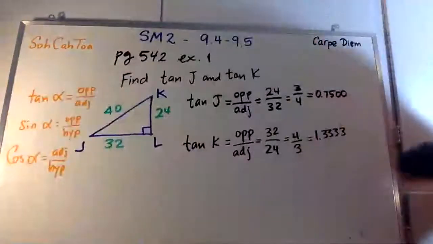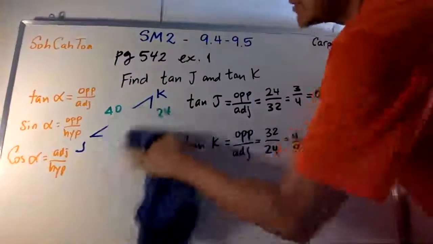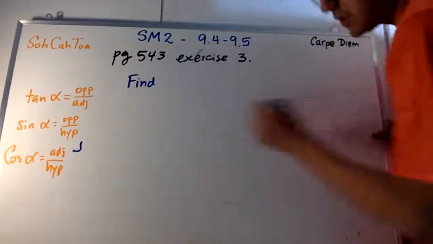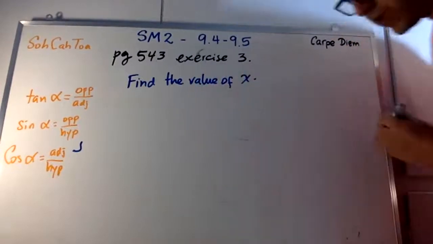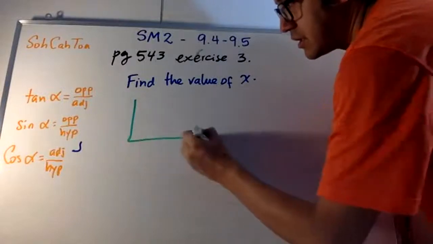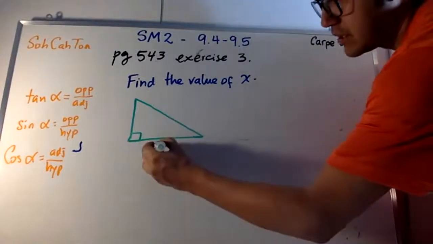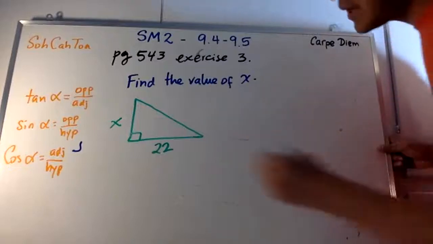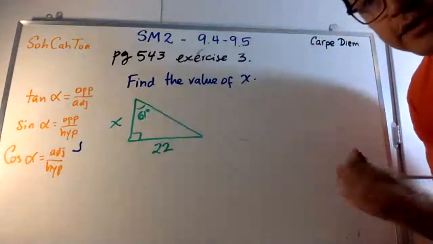Well, now let's keep working. So now I'm going to solve another exercise from the book. We need to find the value of x, okay? And we are given this nice triangle here. This is our right angle. Here's a 22. This is the x. We want to find its value, and we are given this angle right here, 61 degrees.